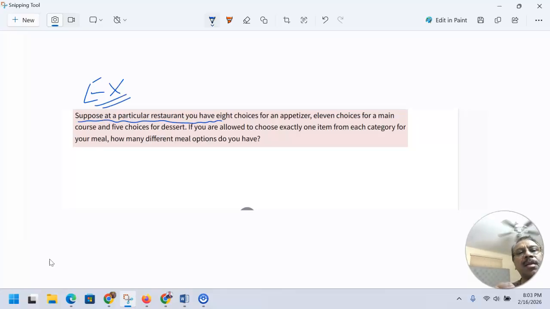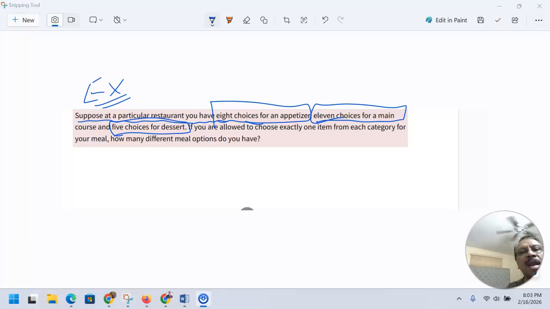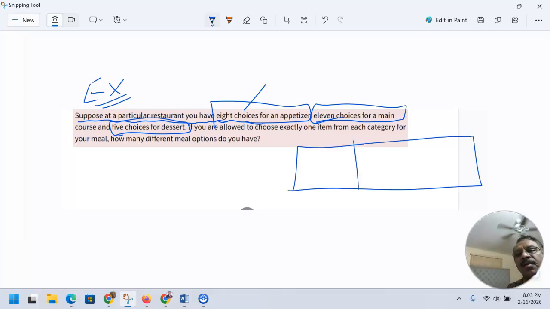Suppose at a particular restaurant you have 8 choices for the appetizer, then 11 for the main course, and 5 for dessert. So when you go, for the appetizer, the first one, you have 8 choices. I'm going to write here: the appetizer, then the main course, and then dessert, right? So how many options are there? How many ways can you select?